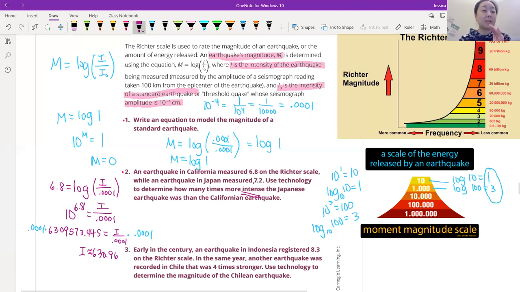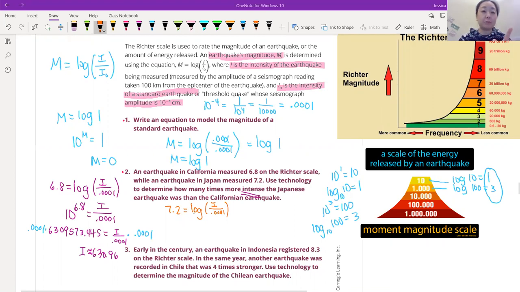So I want you to do the same thing now for 7.2, for Japan, which measured at 7.2. What is that intensity difference? Okay, so try it out. Pause, try. All right, so you should have gotten something that looks like this. I didn't do the actual solving part yet, but just in case you needed it.